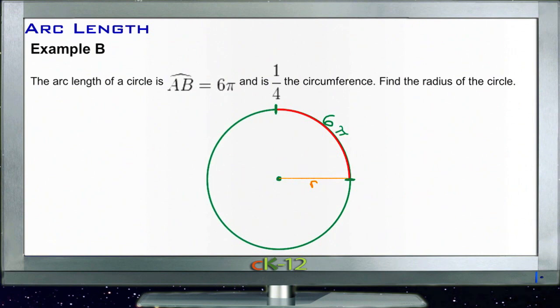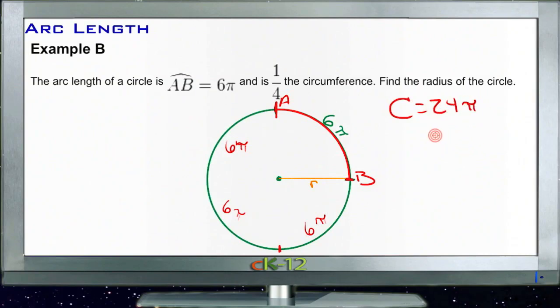The arc length of a circle, AB here from A to B, is 6 pi, and it represents 1/4 of the circumference. We need to find the radius of the circle. So our distance from here to here is 6 pi. And that means the distance all around the circle is going to be 4 of those, right? So if it's 6 pi from here to here, and 6 pi here, and another here, and another here, then we have 6, 12, 18, 24 pi. Circumference is 24 pi all the way around the circle.